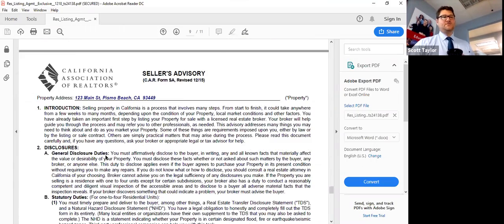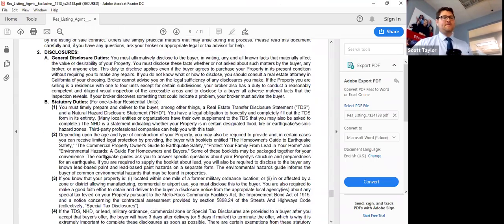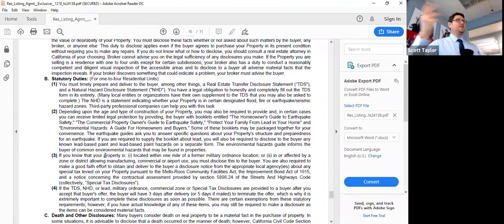There's a seller's advisory. I always go through and recommend that they give them a heads up. They're going to need to pay for an NHG, possibly. They'll need to provide a transfer disclosure statement. You want to leave that generally with them.